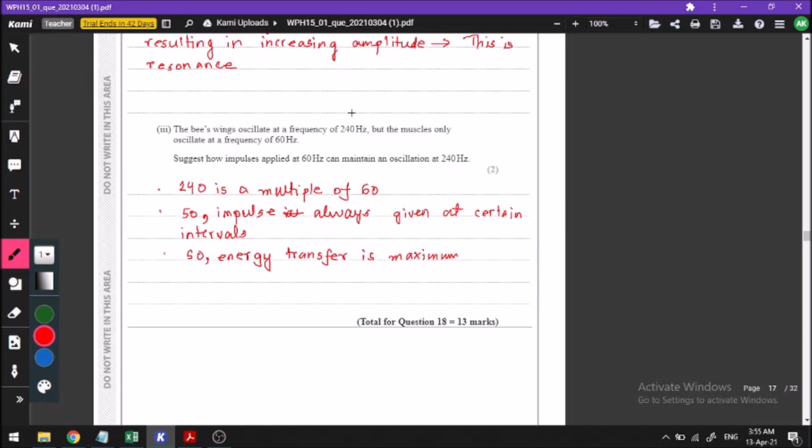So we have the frequency of the bee's wings, that is 240, but the muscles only oscillate at a frequency of 60. So how does 60 Hertz maintain the oscillation of 240? You see, 60 times 4 is 240. So the wings are oscillating at 240, but the muscles are oscillating at only 60 Hertz. Since 240 is a multiple of 60, this vibration goes to the wings at a certain time interval that is a multiple of this frequency. So there is a maximum energy transfer, and that is how the wing oscillates. The main factor here is that 240 is a multiple of 60.